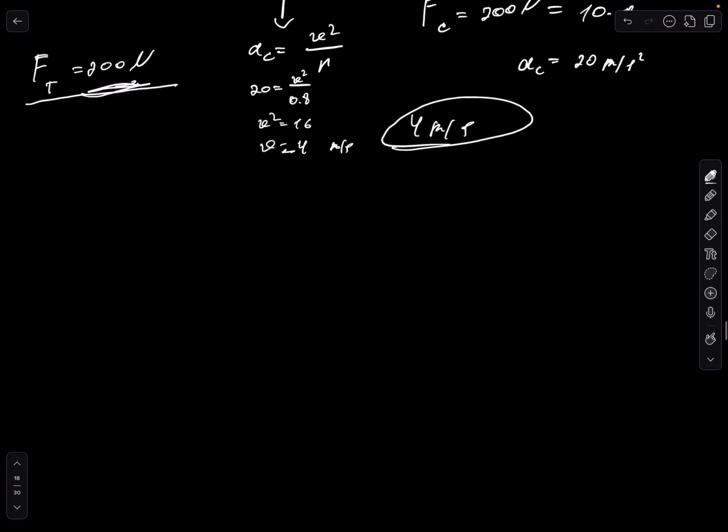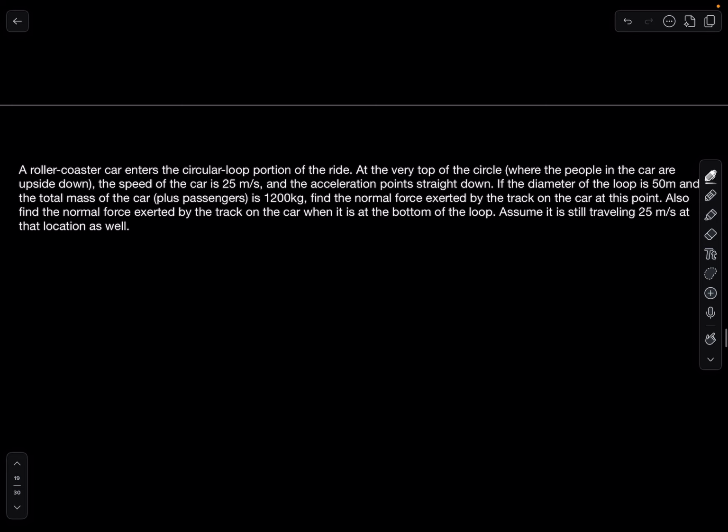Let's move on to the next question. This one is pretty interesting. Buckle up, it's going to be pretty tough. So a roller coaster car enters the circular loop portion of the ride. Let's imagine it.